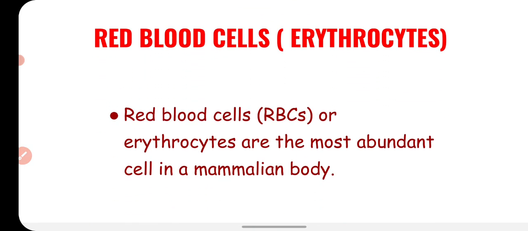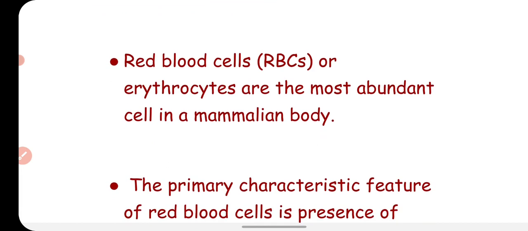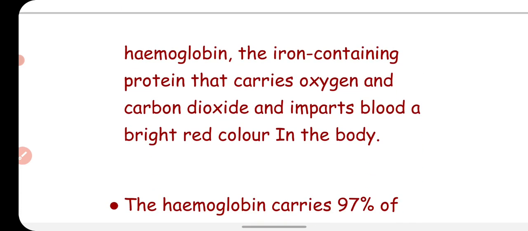Red blood cells, which is erythrocyte. Red blood cells, RBCs or erythrocytes, are the most abundant cell in a mammalian body. It is the most abundant cell in our body. The primary characteristic feature of red blood cells is the presence of hemoglobin.